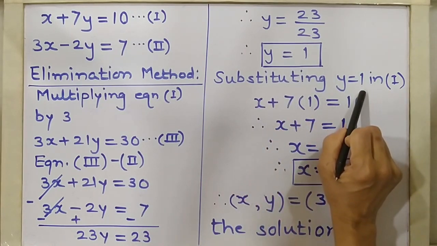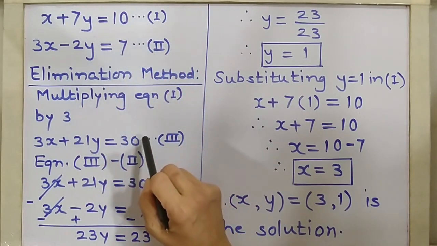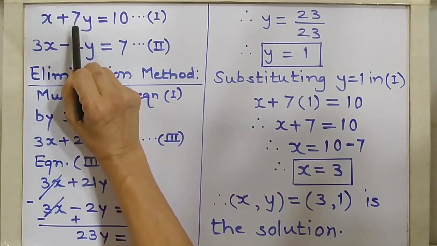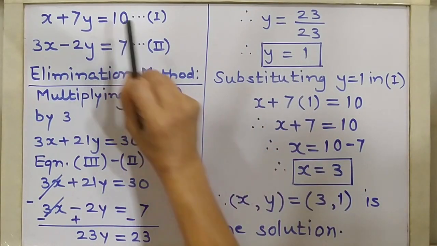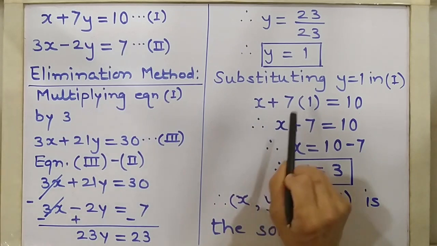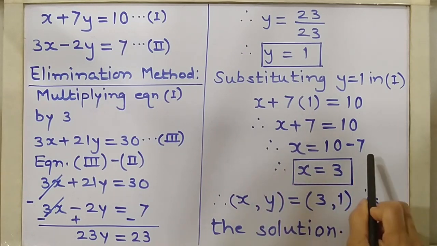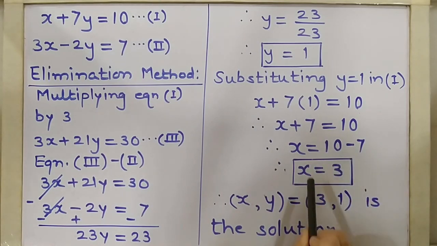Substituting y is equal to 1, you can substitute it in any of these equations, 1, 2 or 3. I'll substitute this in equation number 1. So I get x plus 7 into y. The value of y is 1, so 7 into 1 will become 7, equal to 10. Hence x plus 7 is equal to 10. The 7 will go to the other side and become minus 7. So I get x is equal to 10 minus 7. Hence x is equal to 3. This is the solution. Hence x, y is equal to 3, 1 is the answer, the solution.